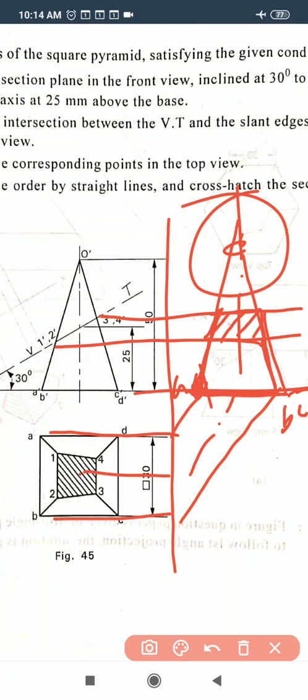So in this way you can easily draw the sectional side view also. In the question only the front view and top view were asked, but we drew extra, that is the side view as well as the true shape of this one. So in this way you can draw any type of sectional views of solids.